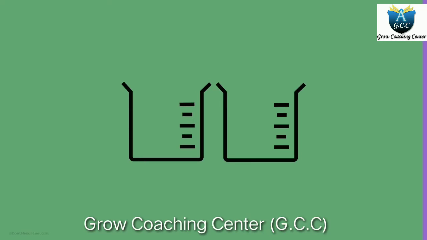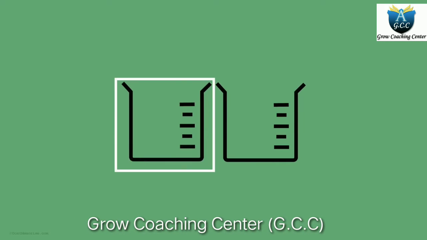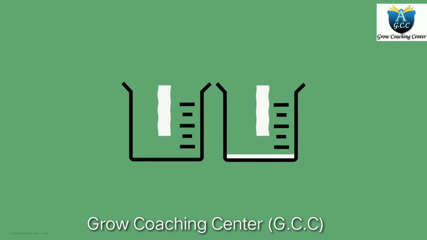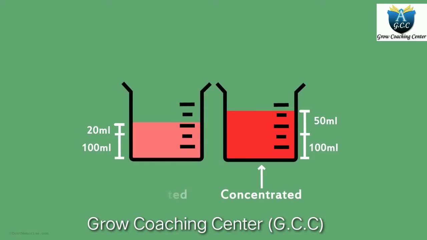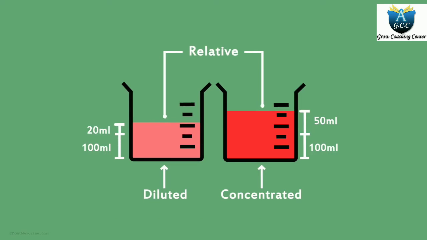Here are two beakers on the screen, one on the left and one on the right, and both have 100 milliliters of some colorless solvent. Now in the beaker on the left, I add 20 milliliters of some red solute, and on the right, I add 50 milliliters of the same red solute. In this case, we say that the solution on the right is concentrated and the one on the left is dilute. We are looking at these two relative to each other.